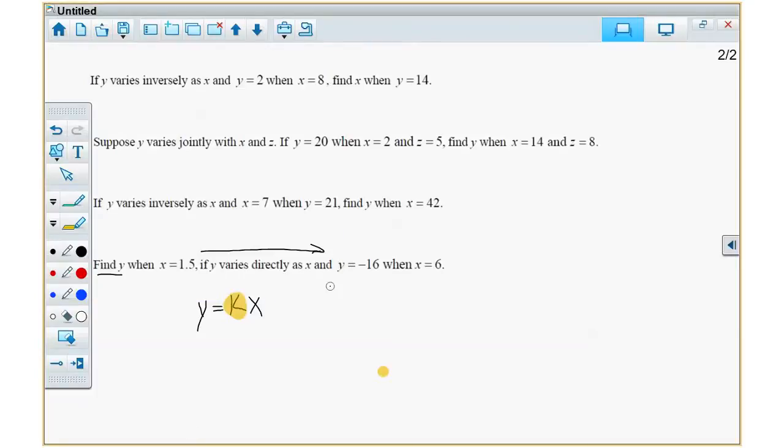Now, y is equal to negative 16. X is equal to what? So what do you got to do? You got to find K. Divide by 6. Divide by 6. K is equal to negative what? Well, go ahead and put 16 over 6 in your calculator because you need a number.